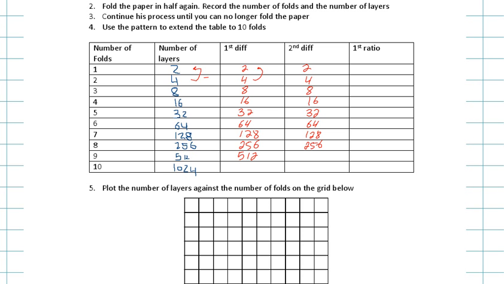So what we have to do is what we call the first ratio. What does the word ratio mean? It's comparing two numbers with division. So if you divide one by the other, that means I divide the 4 by the 2, the 8 by the 4, the 16 by the 8.